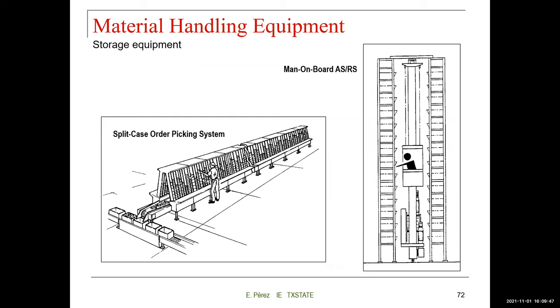Split case order picking system. And also the man on board automatic retrieval system. So this will take you to the location of the items that you need to pick up, right? So the crane will bring you to the right location, you'll pick up and then move to the next one. Same thing here, you have the split case scenario.